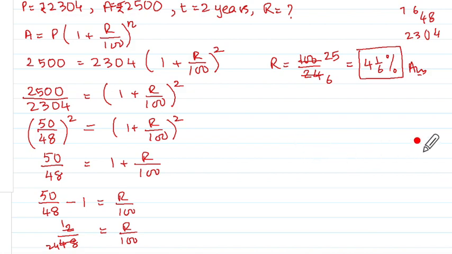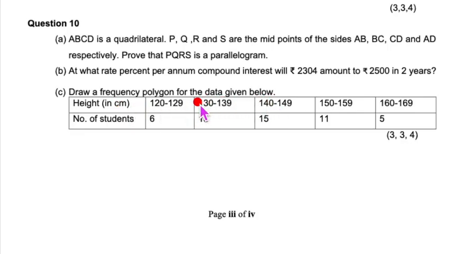Alright. Now we come to the next question. Draw the frequency polygon of the data given below. So you have height is given as 120 to 129, then this is 130 to 139. This is 140 to 149. So can you see over here? This is discontinuous. So this is your inclusive. So you have to convert it into exclusive data by taking the adjustment factor over here.